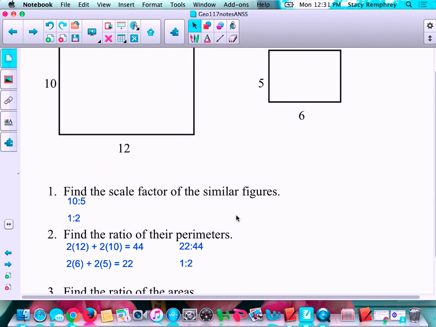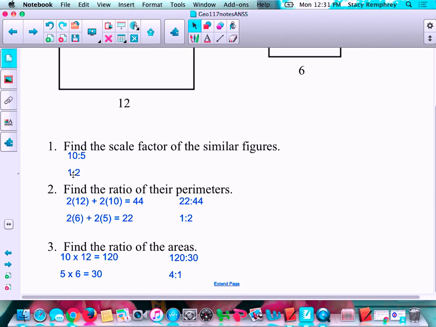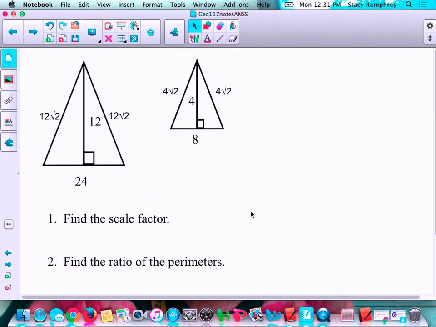Okay, as you see, I worked out the scale factor to be 1 to 2, the ratio of the perimeters to be 1 to 2, and the ratio of the areas to be, you could have said 1 to 4 or 4 to 1. Okay, so what I notice here is the scale factor and the perimeters are the same, and it looks like the ratio of the areas is pretty similar, but not the same. Okay, we're going to do that one more time.